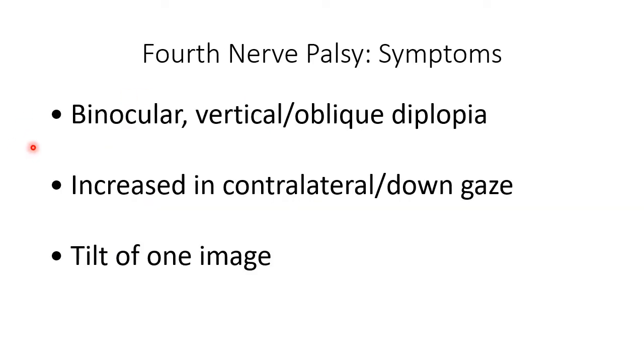A fourth nerve palsy presents with binocular, vertical and oblique double vision. This increases on contralateral gaze, and you'll get a tilt on one image, in particular when you tilt the head towards the side of the fourth nerve palsy.